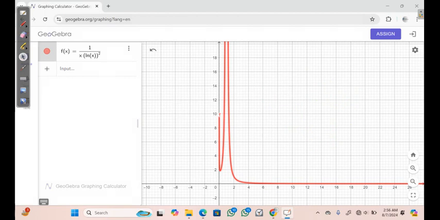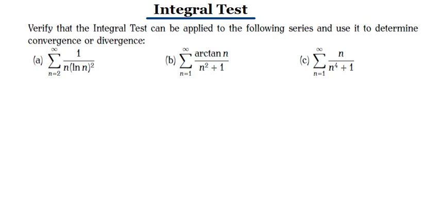You can actually try the others as well, in terms of a graph. A graph actually gives you a clear picture of how everything is. Okay, so now let's look at each of these examples. We try to determine if it converges or diverges.